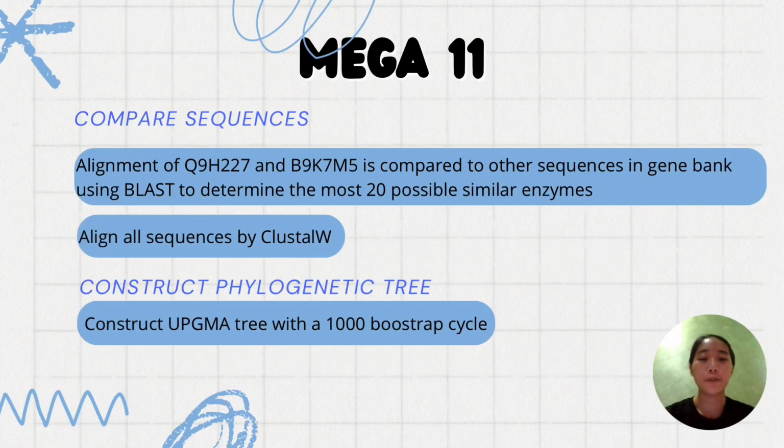We use MEGA 11 to construct phylogenetic trees. In MEGA 11, we can not only construct phylogenetic trees, but also compare sequences. By comparing sequences, the alignment of Homo sapiens and Dermatoga neapolitana is compared to other sequences in GenBank using BLAST to determine the 20 most possible similar enzymes, and then all sequences are aligned by ClustalW. After that, we can construct a UPGMA tree with 1,000 bootstrap cycles.